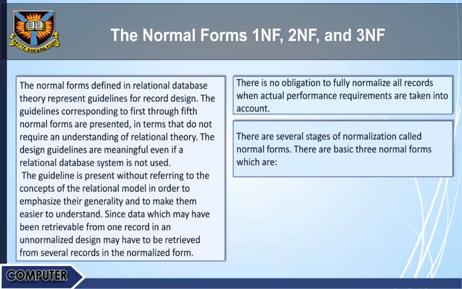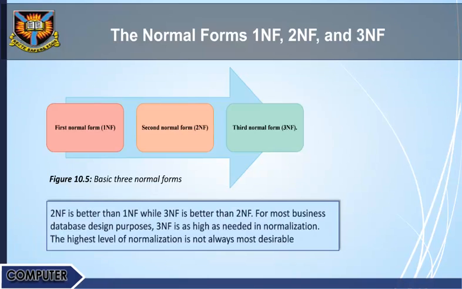There are three basic normal forms, which are first normal form 1NF, second normal form 2NF, third normal form 3NF. 2NF is better than 1NF, while 3NF is better than 2NF. For most business database design purposes, 3NF is as high as needed in normalization. The highest level of normalization is not always most desirable.